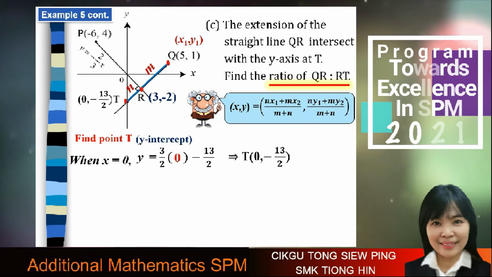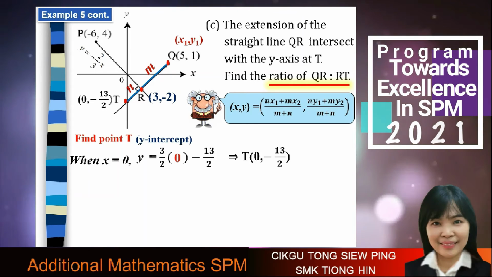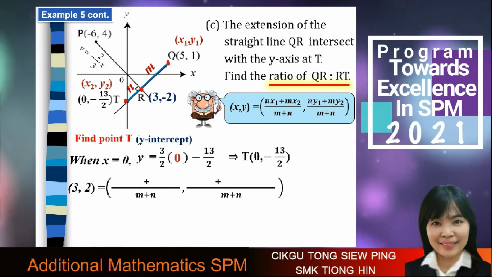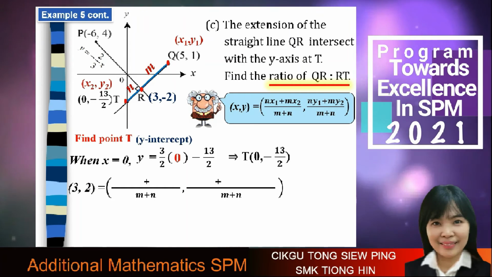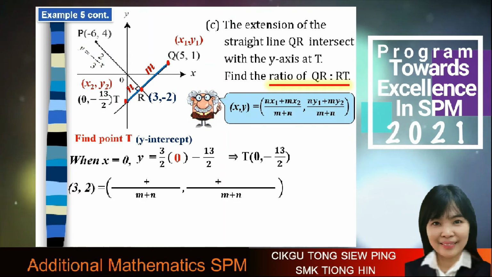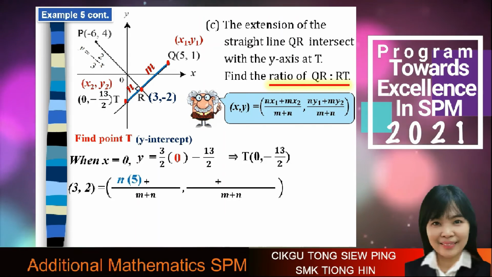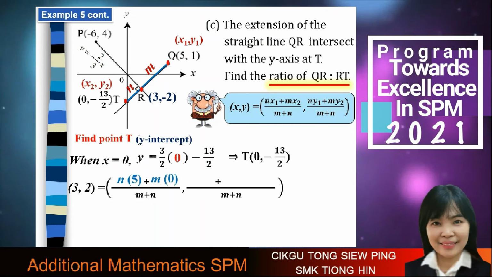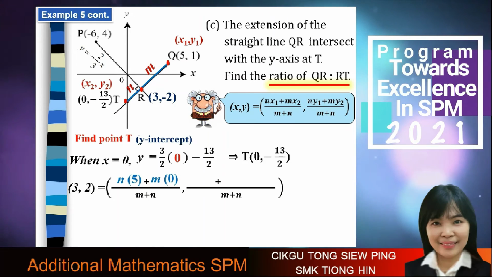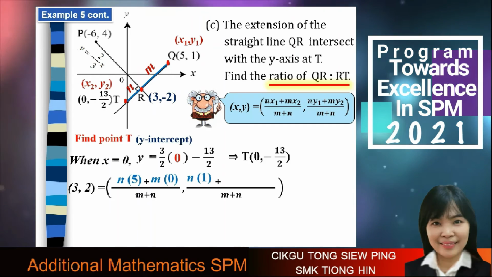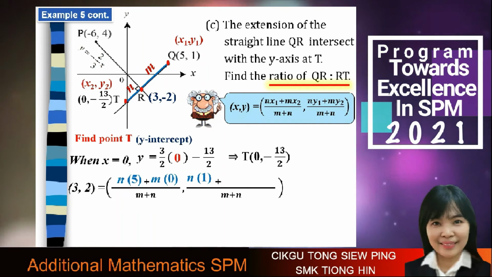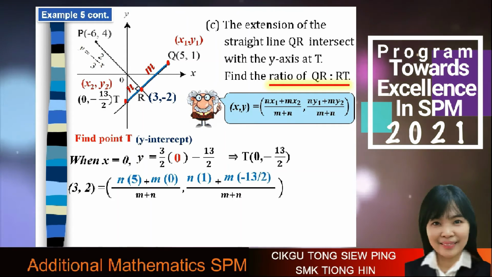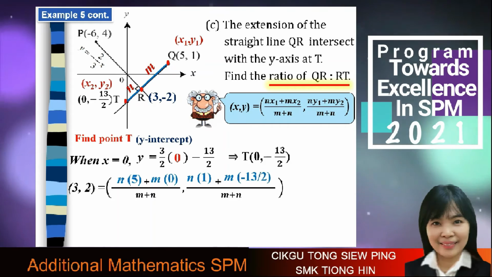We let the Q coordinate be x1, y1. The T coordinate is x2, y2. So substitute in the values accordingly into the formula. m multiplied with 5 plus n multiplied with 0, divided by m plus n. And m multiplied with 1 plus n multiplied with negative 13 over 2, divided by m plus n.